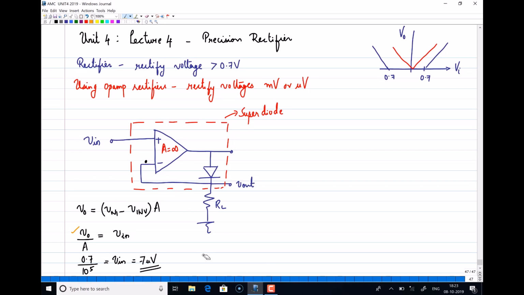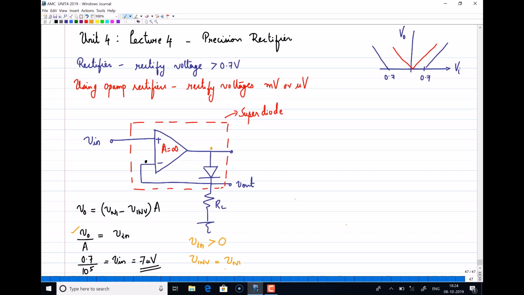Now in this case, let's assume your V inverting, the input voltage, is greater than 0. When that happens, what I can expect here is a positive voltage that will make this diode turn on. That means you have a negative feedback loop. If the negative feedback is established, your virtual short property is valid. So V inverting is equal to V non-inverting.